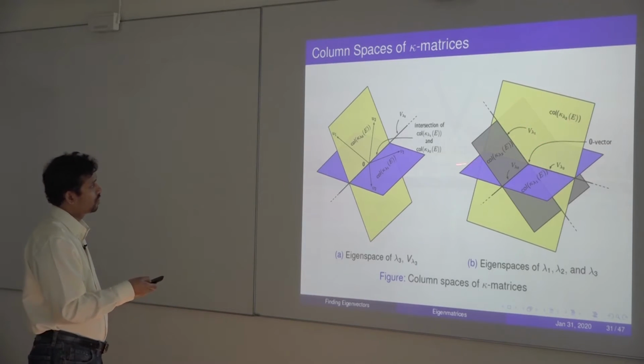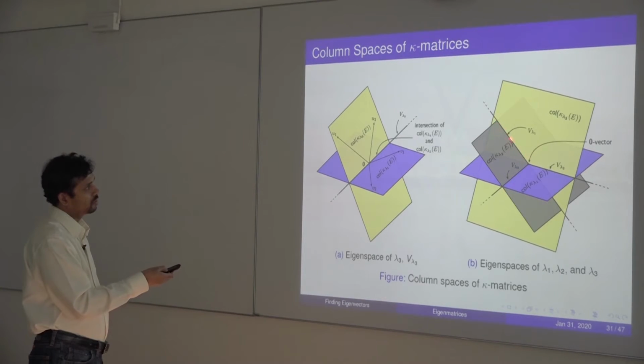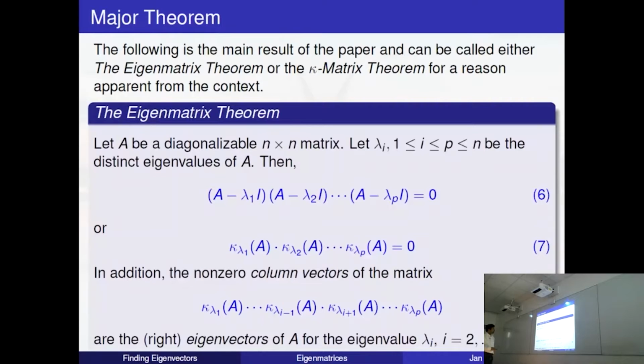And then you can see that if you have three such eigen column spaces, there's a common point, and the 0 vector is sitting there. That's the eigenvector for lambda 2, that's the eigenvector for lambda 3, that's the eigenvector for lambda 1. So the column space is going to nicely explain the theory behind the eigenvectors. Okay, so let's move on.